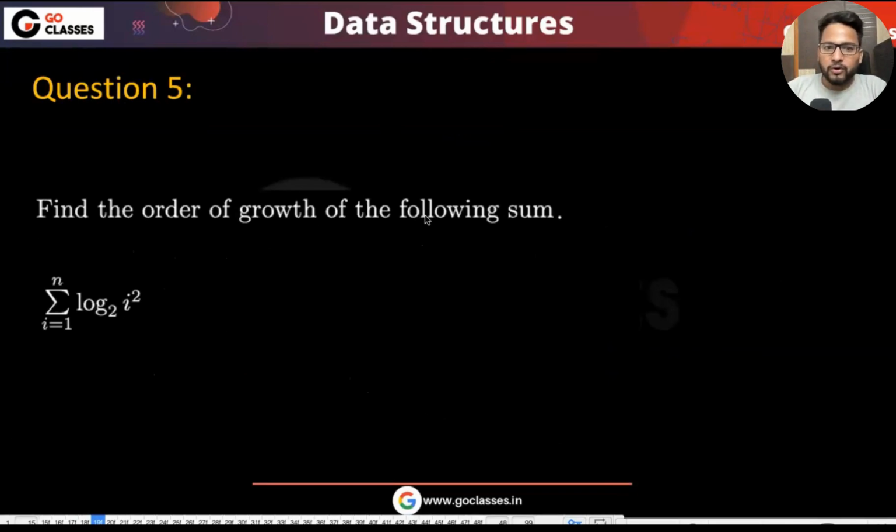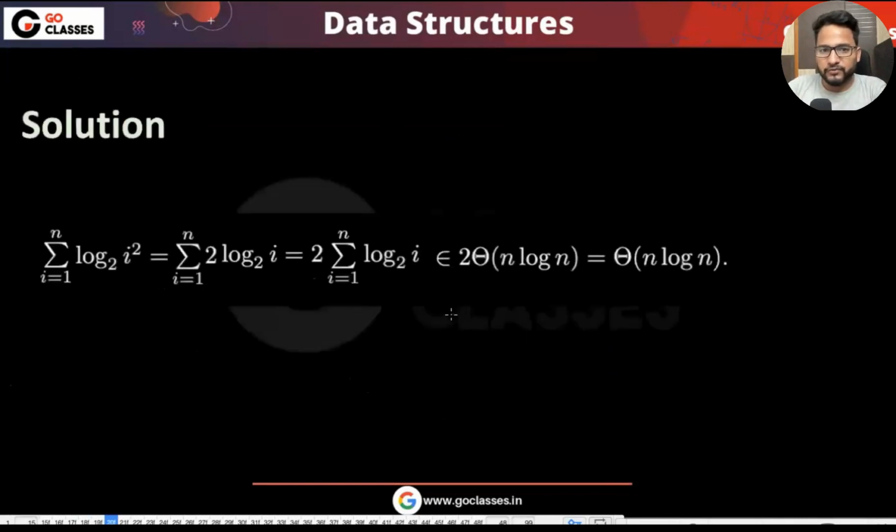Okay. Find the order of growth for the following sum. So I think that is easy, so I'm just skipping this. You can just see the solution. That's a very easy question, right?